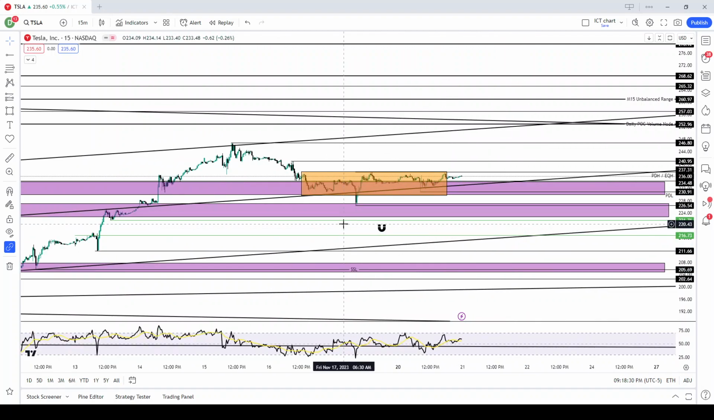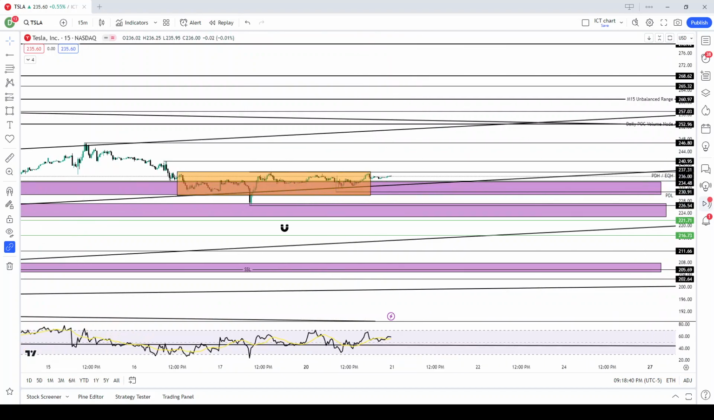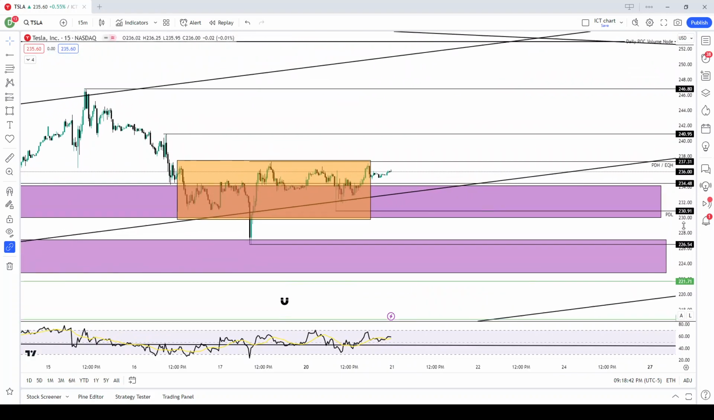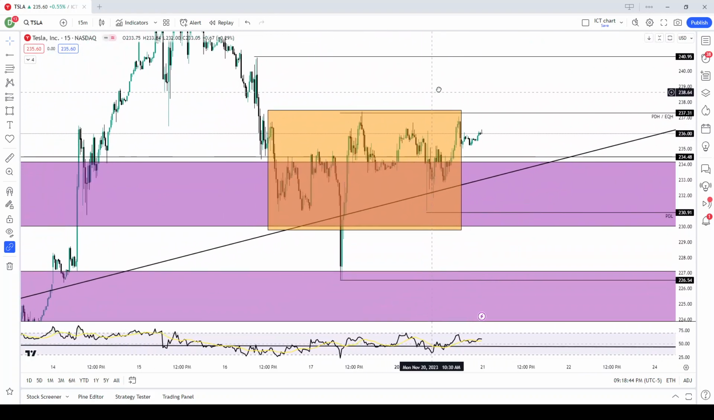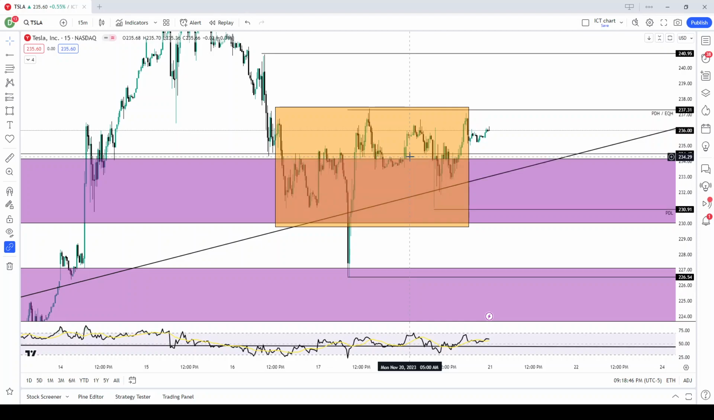Haven't seen any break of structures, change of characters that are particularly great. We did see, we were selling off. We saw the break of structure here, but there wasn't much movement there. And then, coming down, if we blow it up, we did see right here, right here there was a change of character.